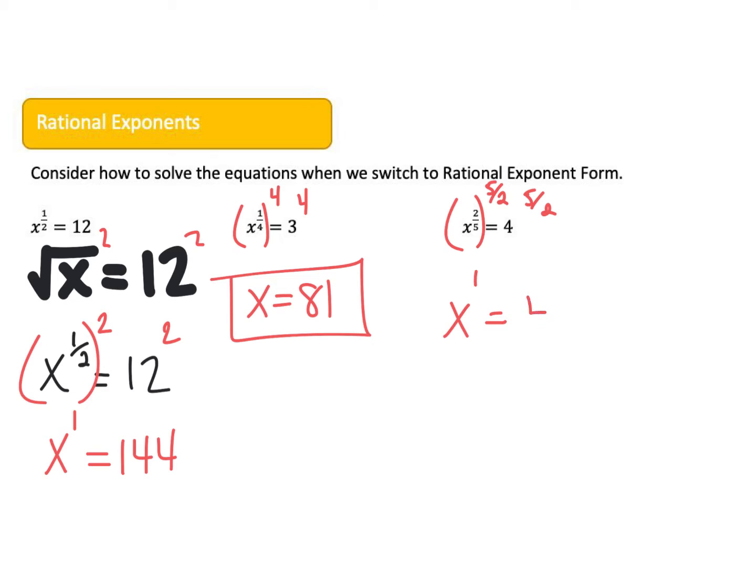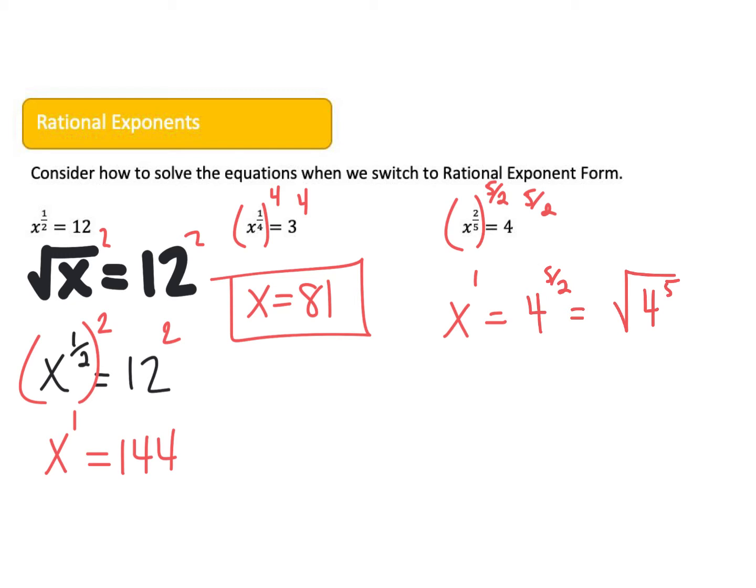And then I have 4 to the 5/2. But to help you understand this, I'm just going to remind you that 4 to the 5/2 is the same as the square root of 4 to the 5th power. Well, I can clean that up a bit. I can take the square root of 4 to the 5th, I can at least clean it up.